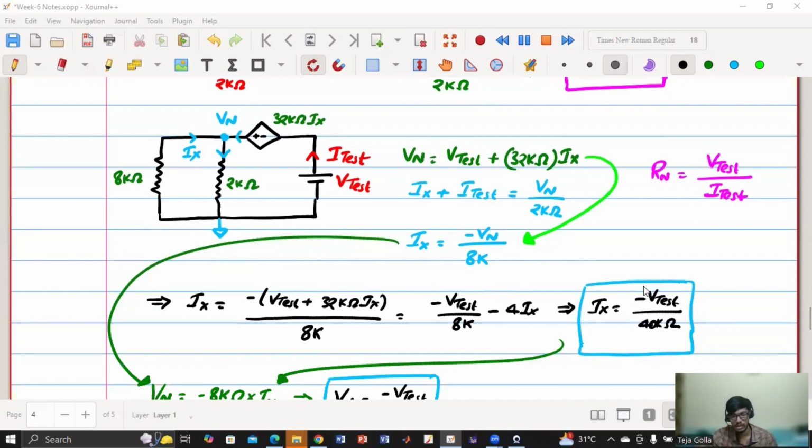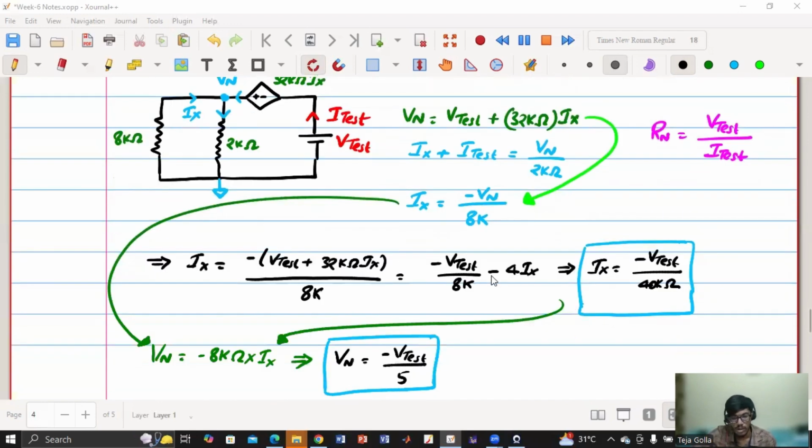Is this clear? Please also check the calculations, because no one is responding. Is this part clear? Ix equals minus V test by 40 kilo ohm. Okay. So Ix is minus V test by 40 kilo ohm.